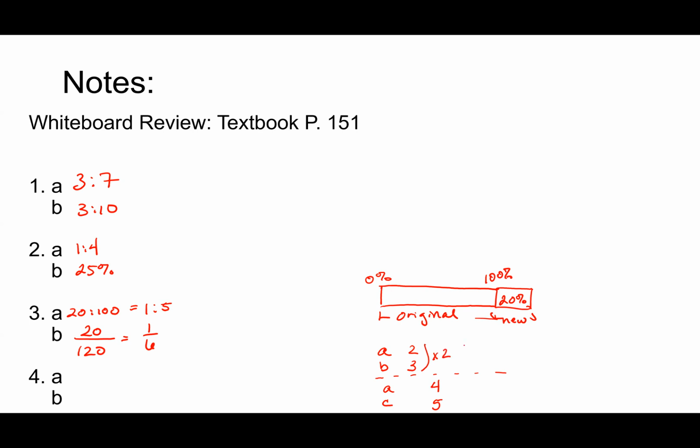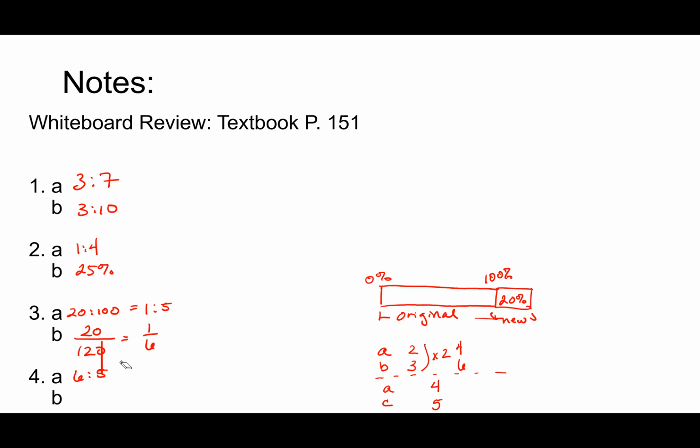Times 2. Okay, great job. So you said you need to get the A's to be the same. So you did A and B times 2 and you got 4 and 6. Nice job. And then the answer for letter A, the ratio of B to C, what did you get? Nice job.